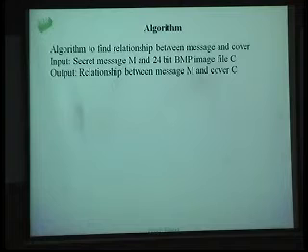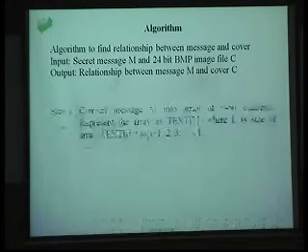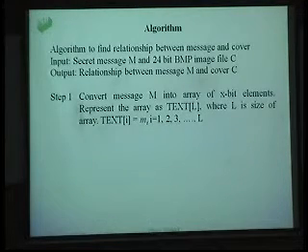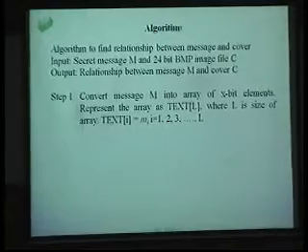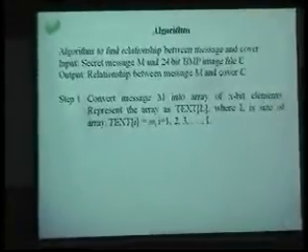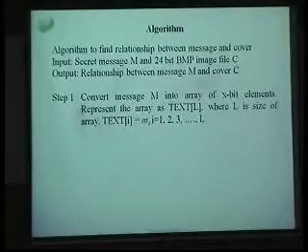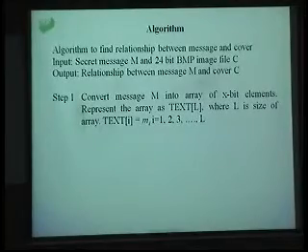So the relationship between message M and the cover C: simply do nothing the way we have done. Convert the message M into an array of X-bit elements. It is very good. You can write a program and test it, and it's very enjoyable. You can find it, correct now? Convert message M into the array of X-bit elements.